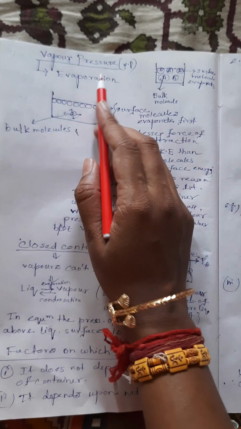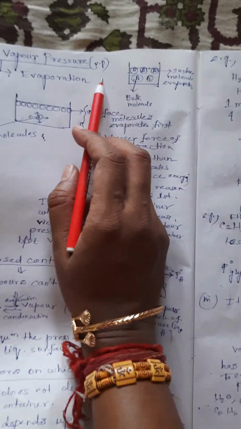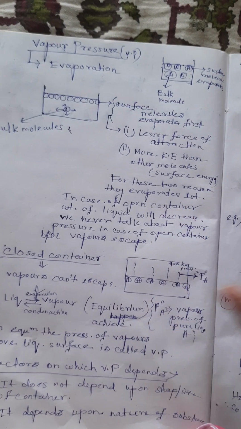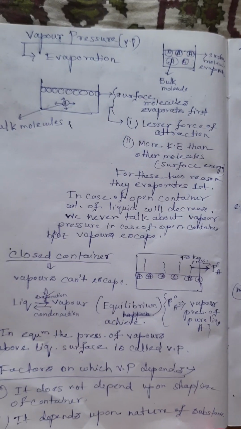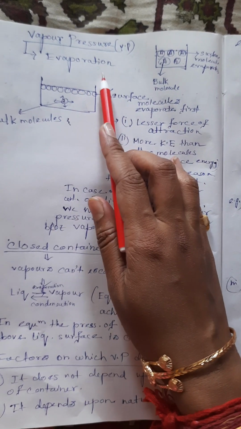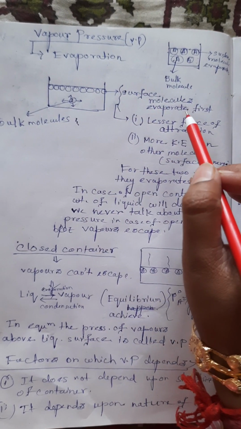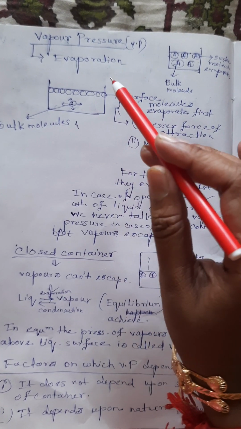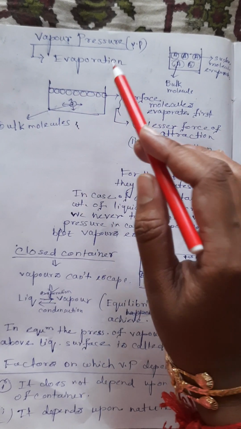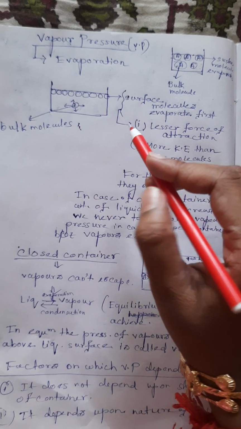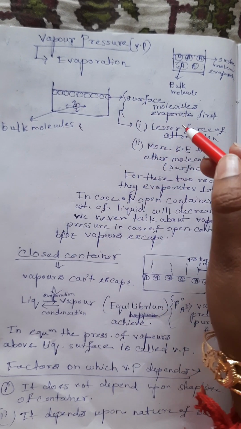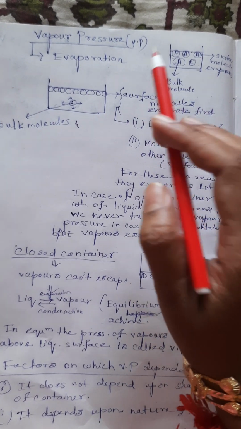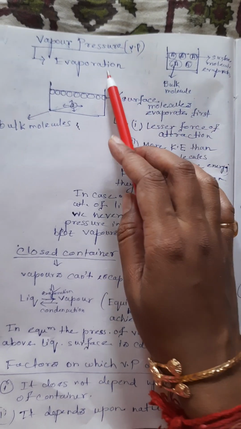The short form of vapor pressure is VP. Okay, now this is a very interesting topic. See, vapor pressure is related to evaporation. You all know what evaporation means. Evaporation is a process in which a liquid state changes to the vapor state. Okay, this process is called evaporation. So evaporation has taken place.